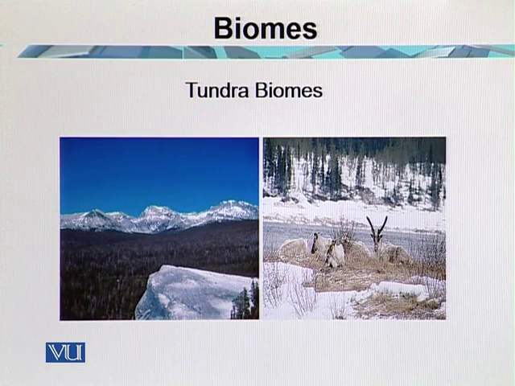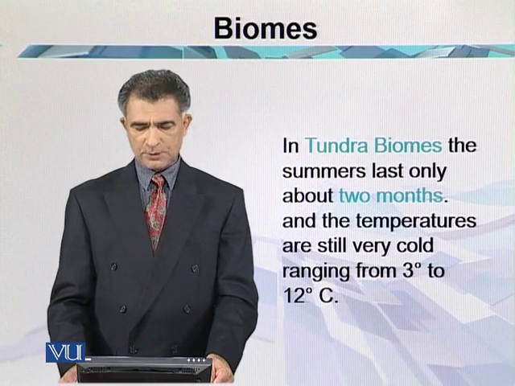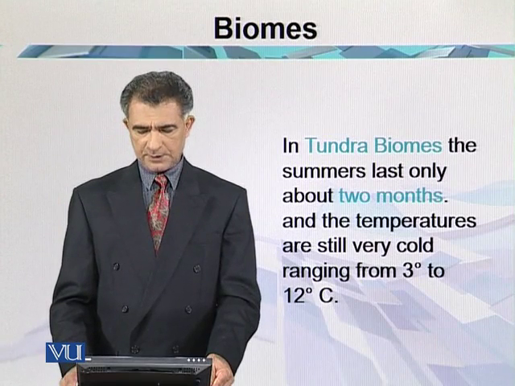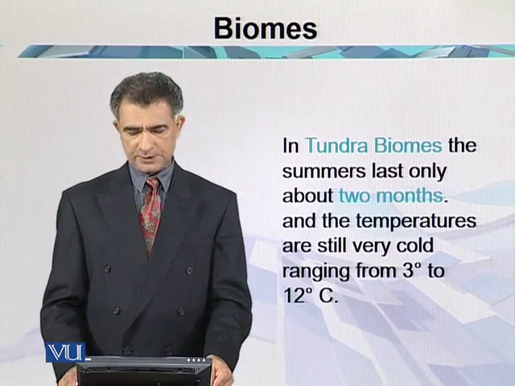This kind of vegetation is the main characteristic of the tundra biome. Most of the area is covered with ice but the bare soil actually has a specific type of vegetation. In tundra biomes, the summer lasts only about 2 months and the temperatures are still very cold, ranging from 3 to 12 degrees Celsius.